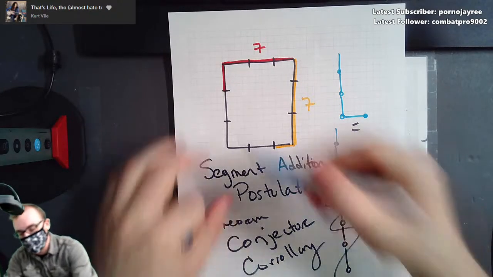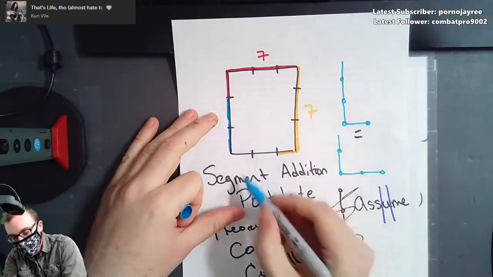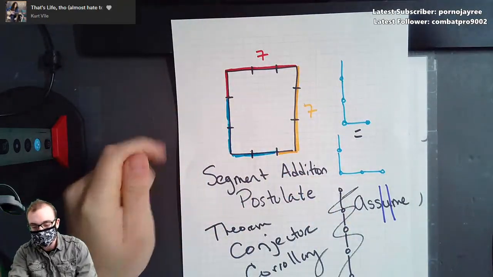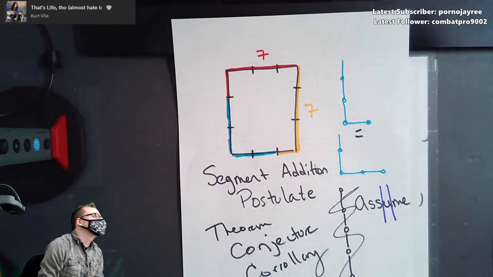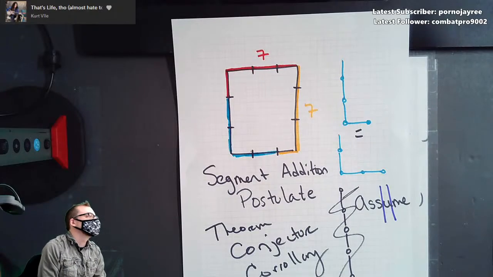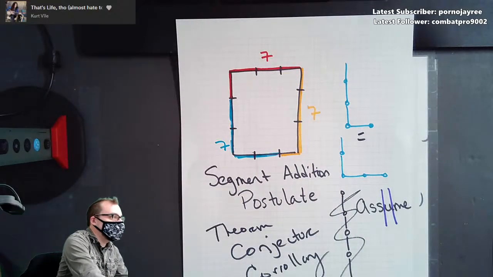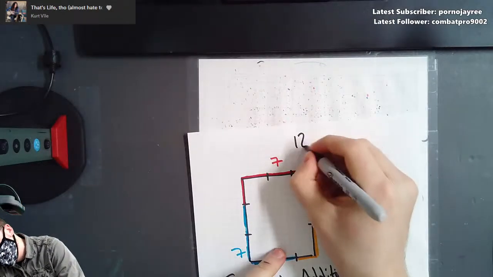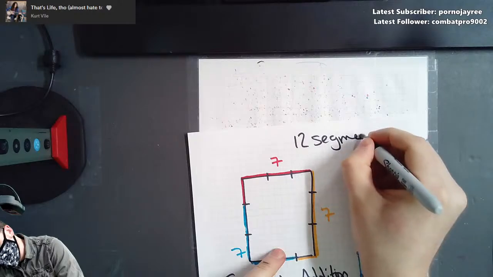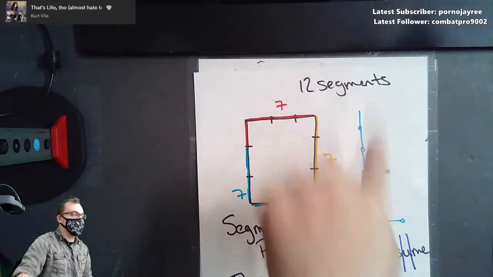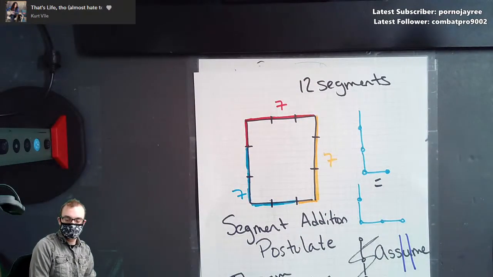If the segment addition postulate is true, what's the perimeter? 12. Why 12? It's 12 segments in length. And if those segments were each one, it would be 12, right?